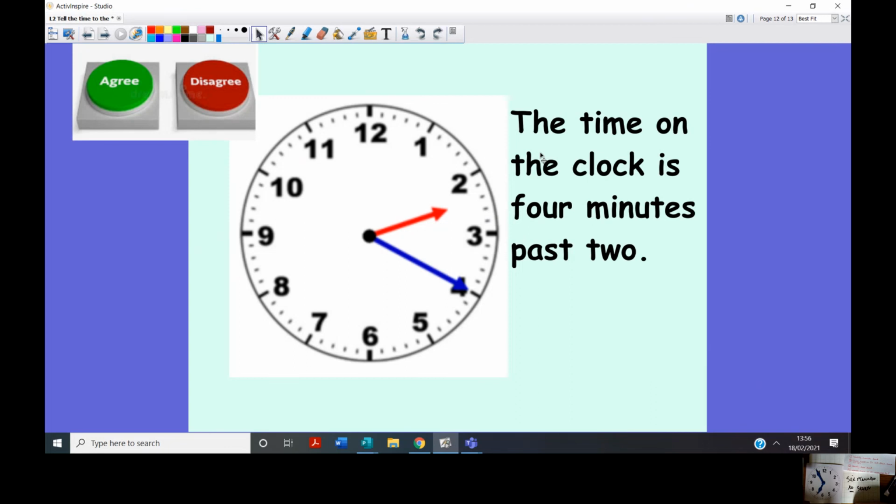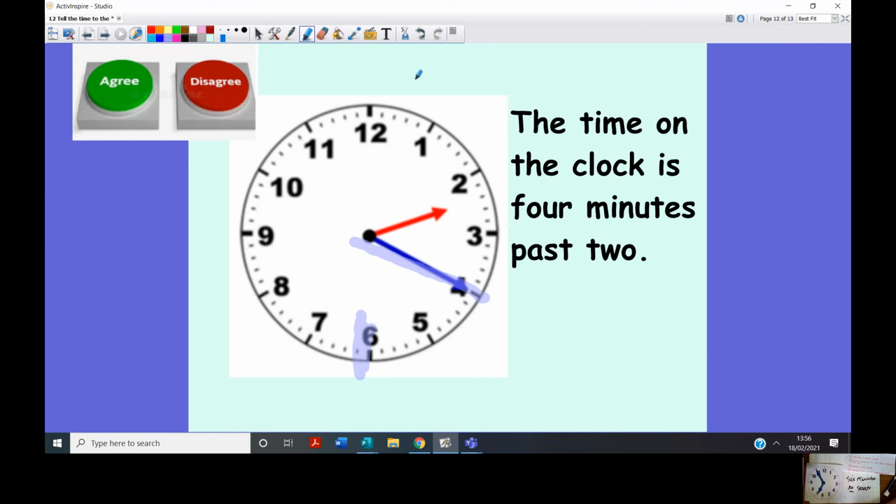We're moving to our independent task. This is a potential misconception, a potential confusion that we can have. The time on the clock is 4 minutes past 2. Do you agree or disagree? Think about our steps to success. What's our first step to success? It's finding that minute hand. Here is our minute hand. So we know we haven't gone past our half past, so it's minutes past. How many minutes past is it?